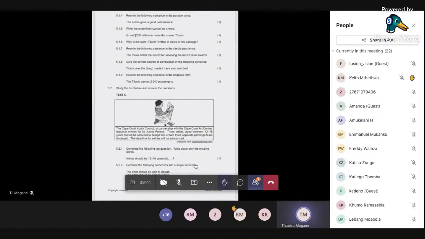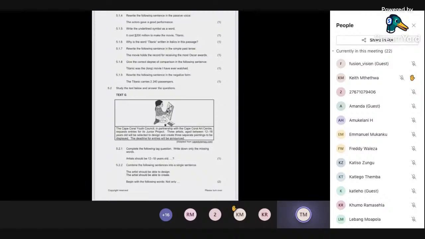Shouldn't they? I mean, that should have given you a clue as to what tag you were supposed to use. Or you could use should they not, instead of saying shouldn't they. All right, let's go to 5.2.2. Now, here is the problem. Combine the following sentences into a single sentence. By now you should know what the rules are. So you should understand: the artist should be able to design, the artist should be able to create. And you are told to begin the following with the words not only.